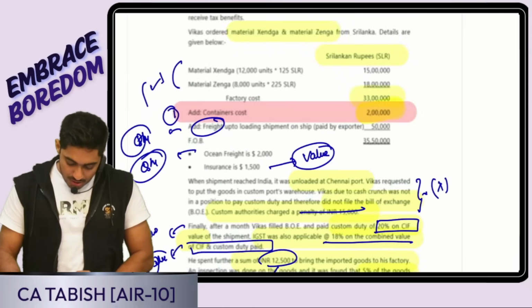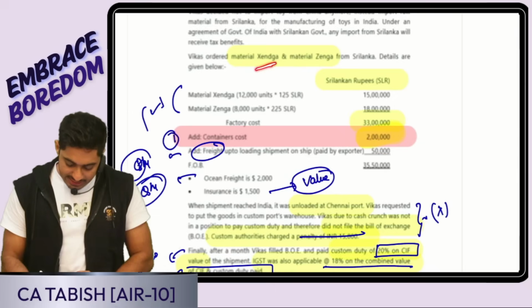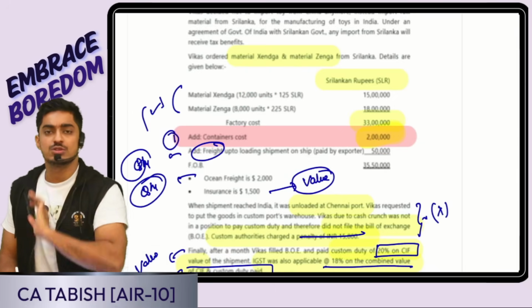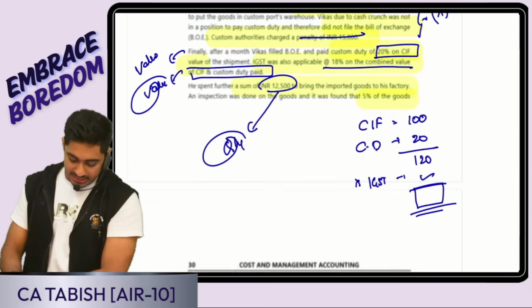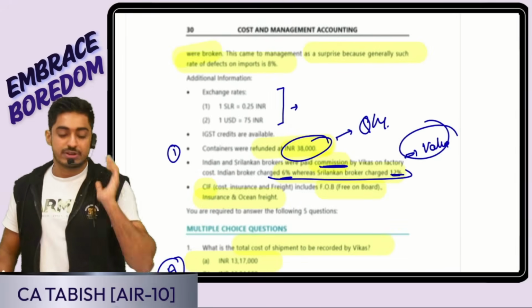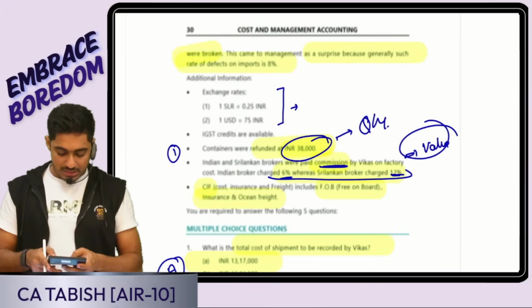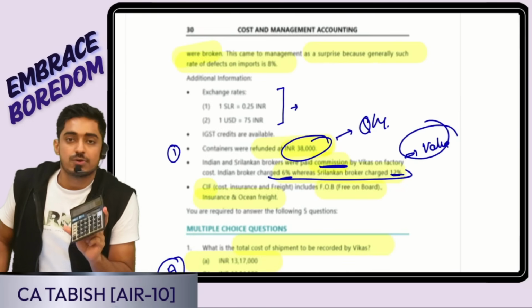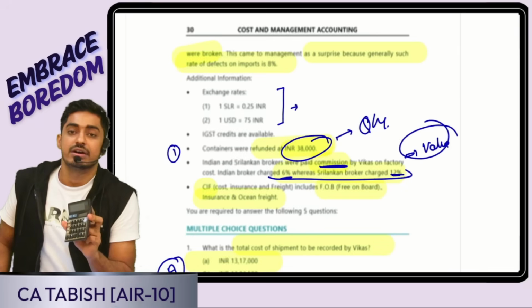Tell me, raw material Zengda, how many units I purchased? 12,000. Tell me whether the full 12,000 will be output. No, sir. Normal loss will be there. Yes. How much is the normal loss? 8%. So ideally, I should have reduced my normal loss. I should have told 12,000 minus 8%. My normal output is 11,040. That I should have written.